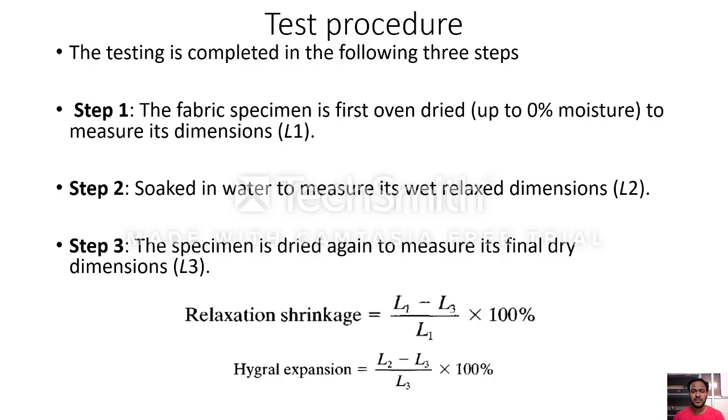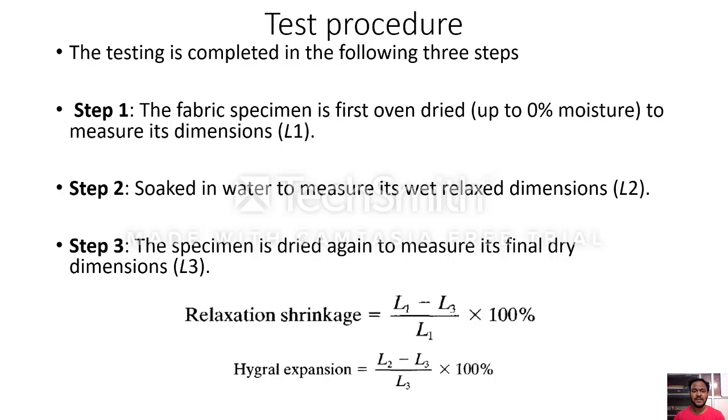Now we will see the test procedure, how this testing is done. As I have already told you, the testing method involves very few things to be used, like a forced convection oven and a ruler and a template. How we are going to do the testing, that we will see. It consists of 3 steps.